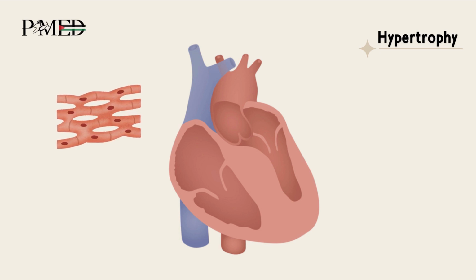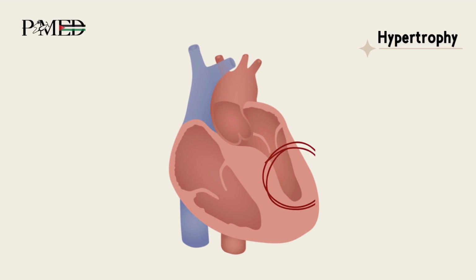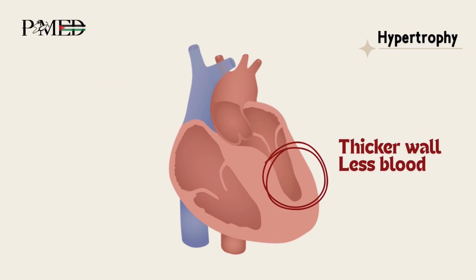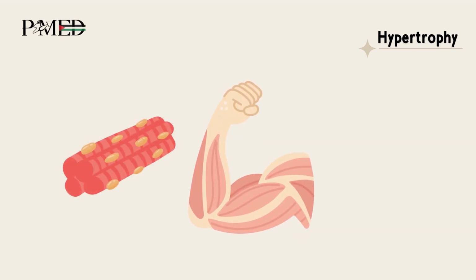At first, this helps maintain cardiac output, but as the wall continues to thicken, it becomes stiff, and the heart starts to struggle with proper filling. Another familiar example is skeletal muscle growth with resistance training.